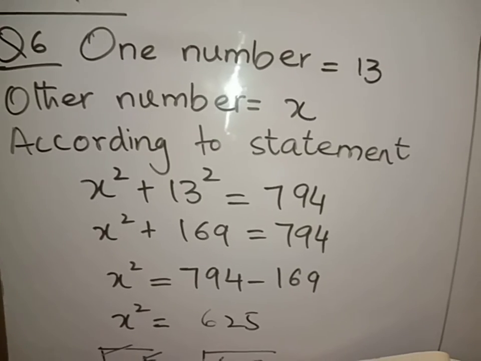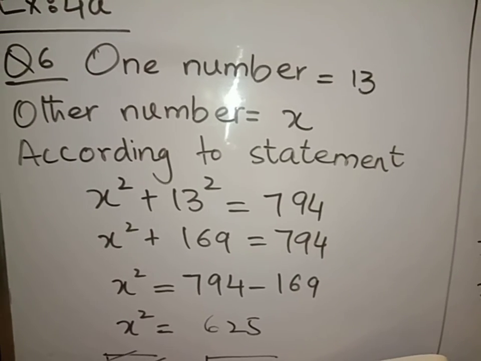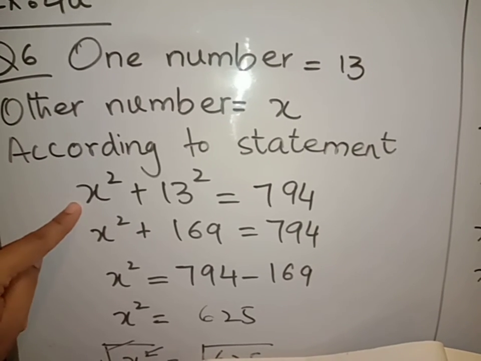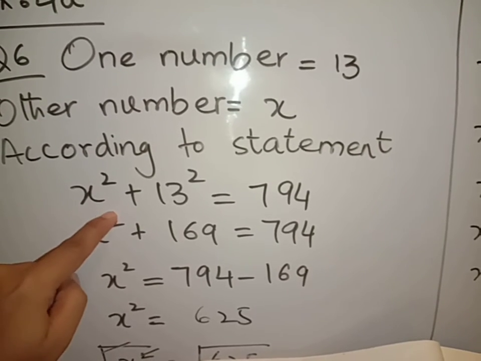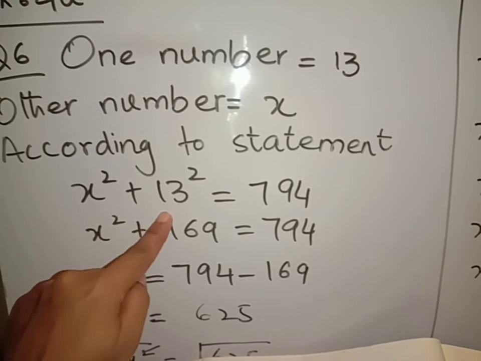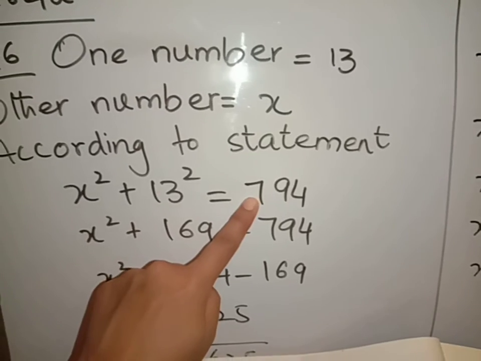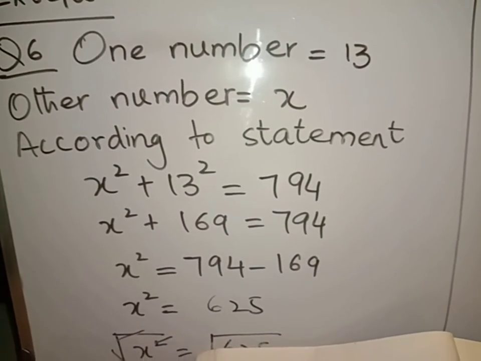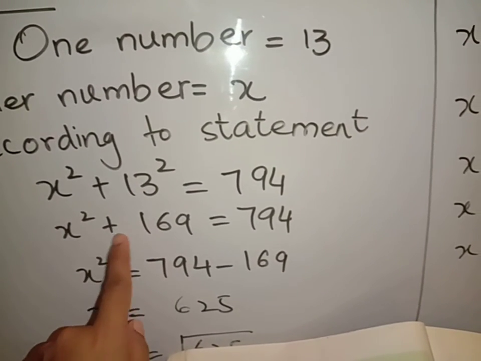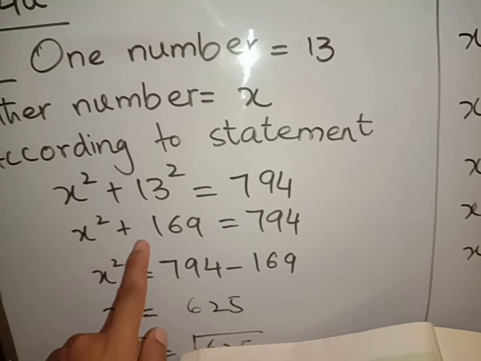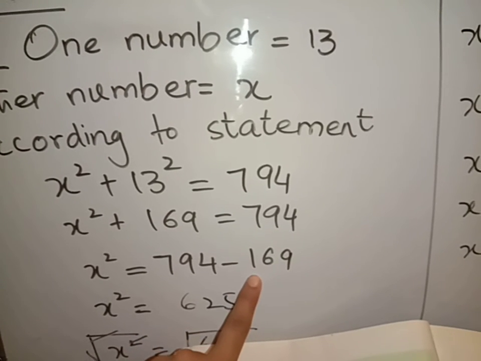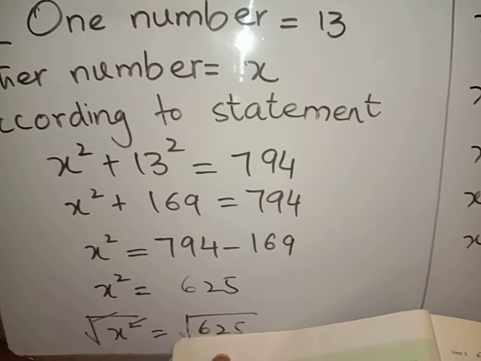Let's have a look. If one number is equal to 13 and suppose the other number is equal to x, then according to the given statement the sum of squares of both numbers will be equal to 794. So I write x squared, the square of one number, plus 13 squared, the square of the other number, is equal to 794. 13 squared means 13 multiplied by 13, which is 169. So x squared plus 169 is equal to 794, and we take plus 169 to the other side of the equation, so we get minus 169, and the subtraction gives us 625.